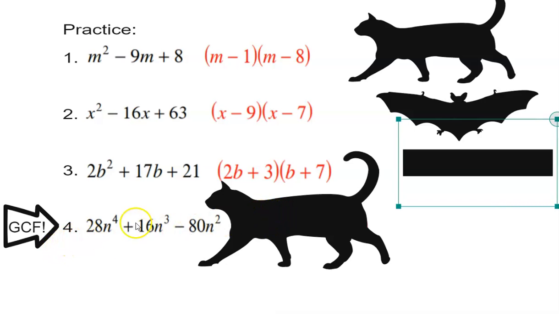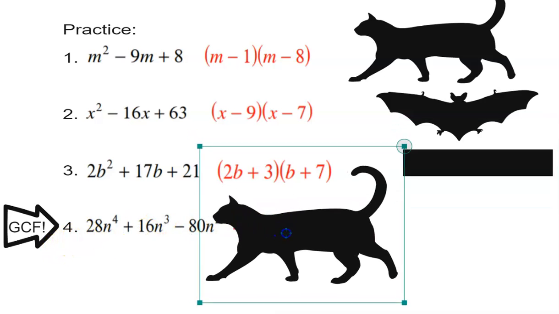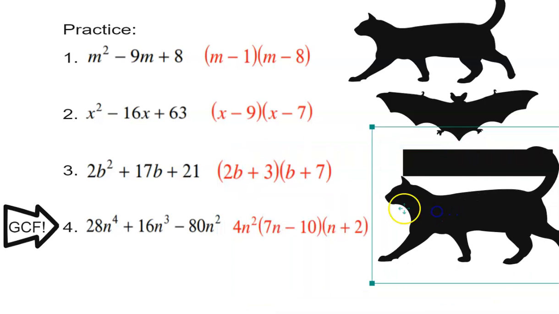All right, number 4 was a tricky one. I wanted to see if you could do it. You had to take out a GCF of 4n squared, and then the leftovers you had to factor. It was 7n minus 10 and n plus 2.